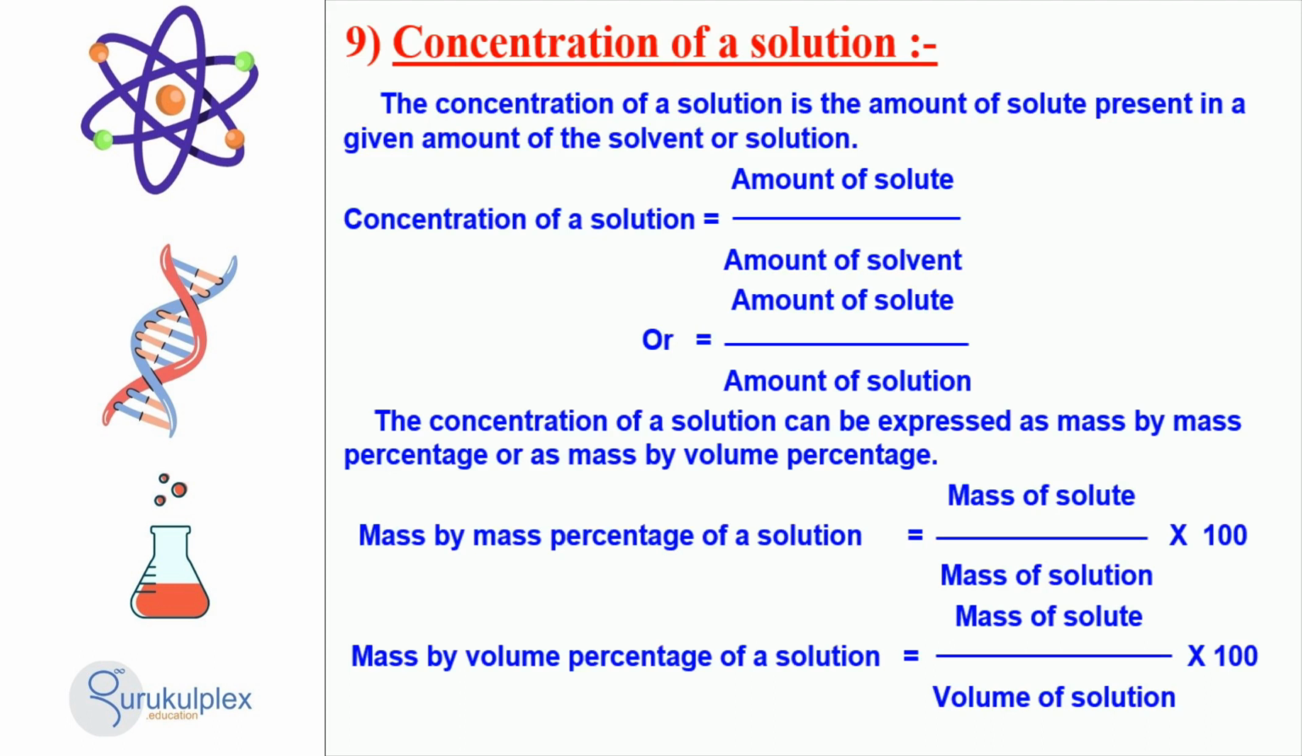Mass by mass percentage is calculated as the ratio between mass of solute and mass of the solution, while mass by volume percentage is the ratio between mass of solute and the volume of the solution.